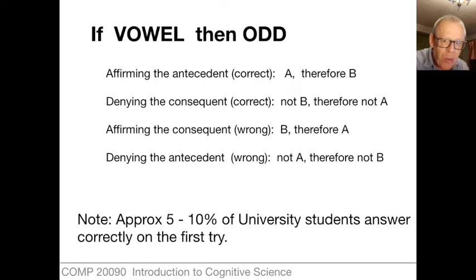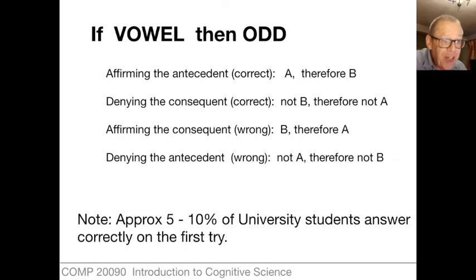If there's a vowel on one side, then there's an odd number on the other. Well, that looks like the first proposition, if A, then B, doesn't it? And we've got 4 consequences, 4 second propositions we can put there. We could assert vowel, that's A, and therefore we could conclude B. We could say there's not an odd number, not B, and therefore we could conclude there's not a vowel.